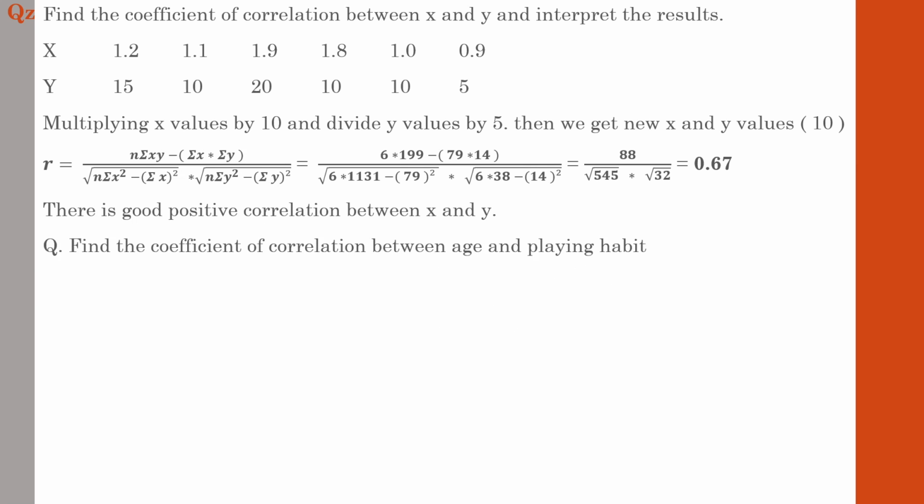Next one. Find the coefficient of correlation between age and playing habit. So you need to study between age and playing habit. Question is given regarding age. Age is not specified. Instead, they have given in the form of class.